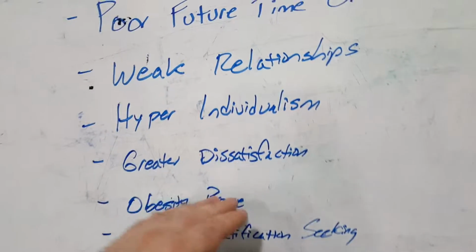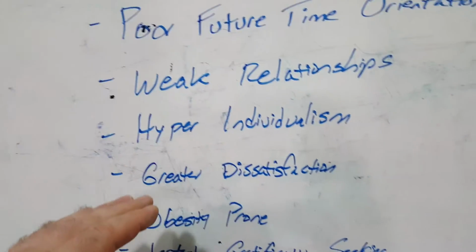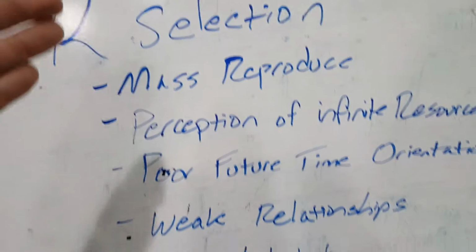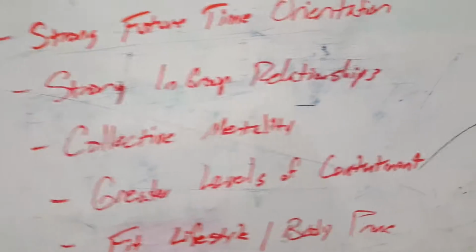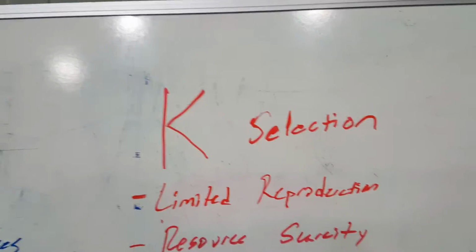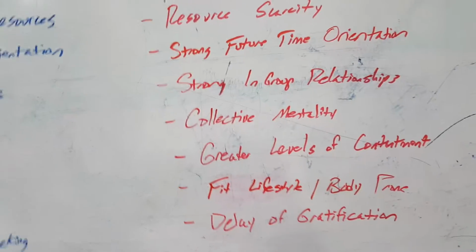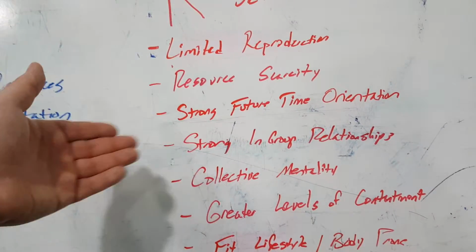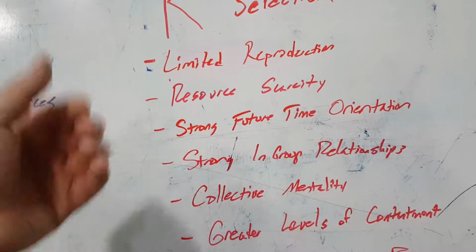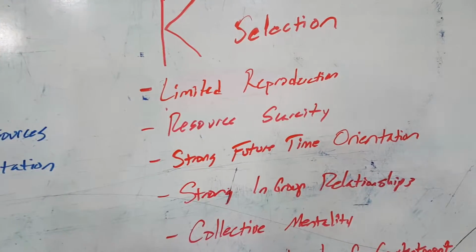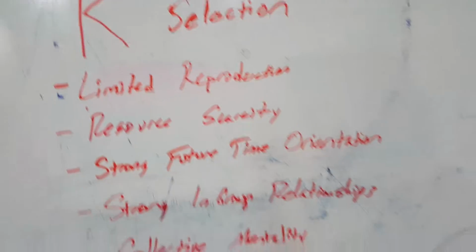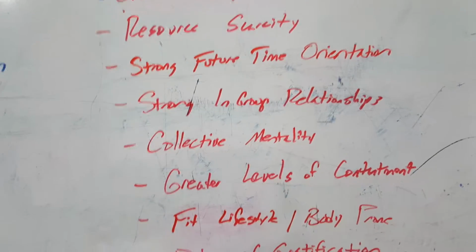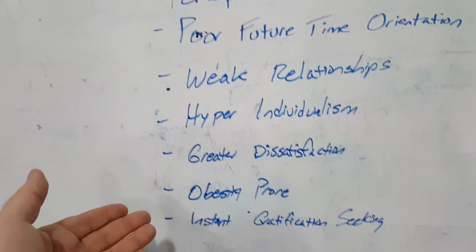Then there's greater levels of dissatisfaction in an R-selected society, because all these things do not lead to anything that has a long-term satisfaction level. Versus greater levels of contentment in a very K-selected society because of the very strong level of collectivism, the very strong levels of in-group identity, very strong levels of future time orientation, and the fact that you are putting more of your resources into fewer and fewer children, you can spend more time with them and have a stronger bond and relationship.